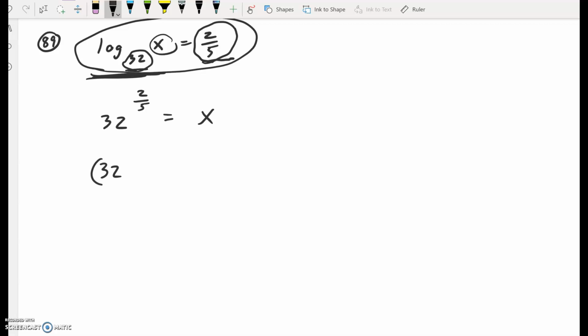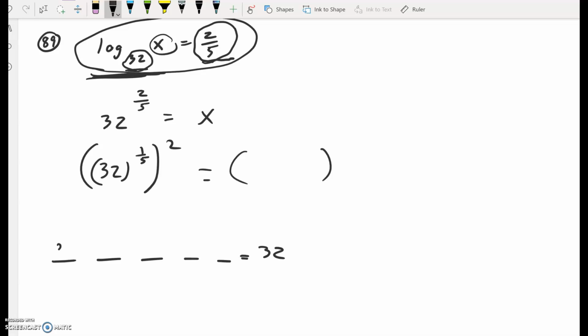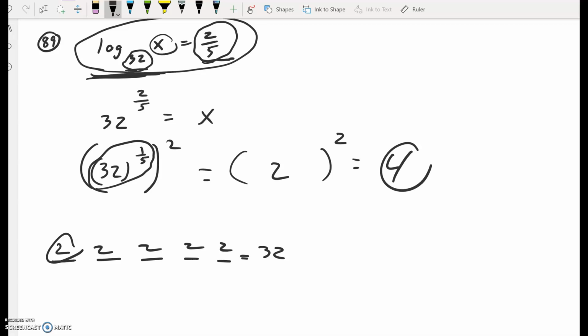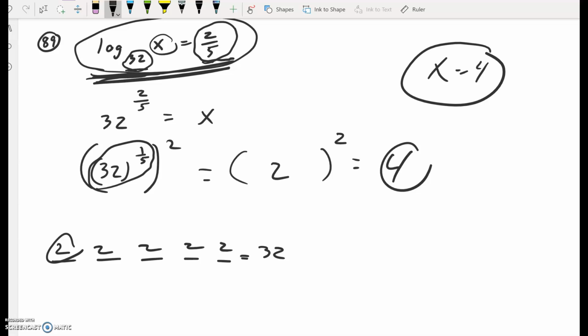We kind of know that we take the 1/5 power first, which is the 5th root, and then we square that. So what number is the fifth root of 32? What number can you multiply by itself 5 times and get 32? Well, it's 2. So this piece right here is 2. And 2 squared is 4. And so x equals 4 is the solution to this logarithmic equation.